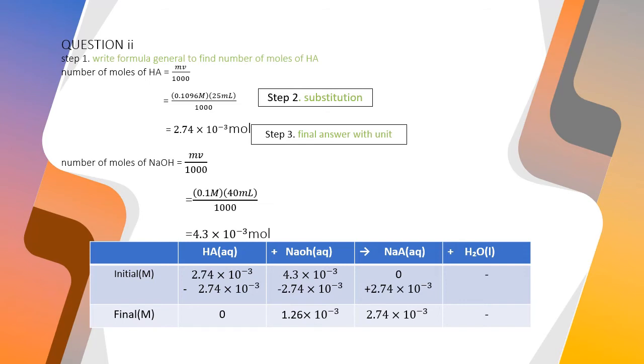Look at here, this is negative because this is reactant. Remember that reactants are always negative. And this is positive because this is product. Remember, product is positive, reactant is negative. So this one is minus, this one is plus. 0 plus 2.74 times 10 to the power of negative 3. You have the answer 2.74 times 10 to the power of negative 3.